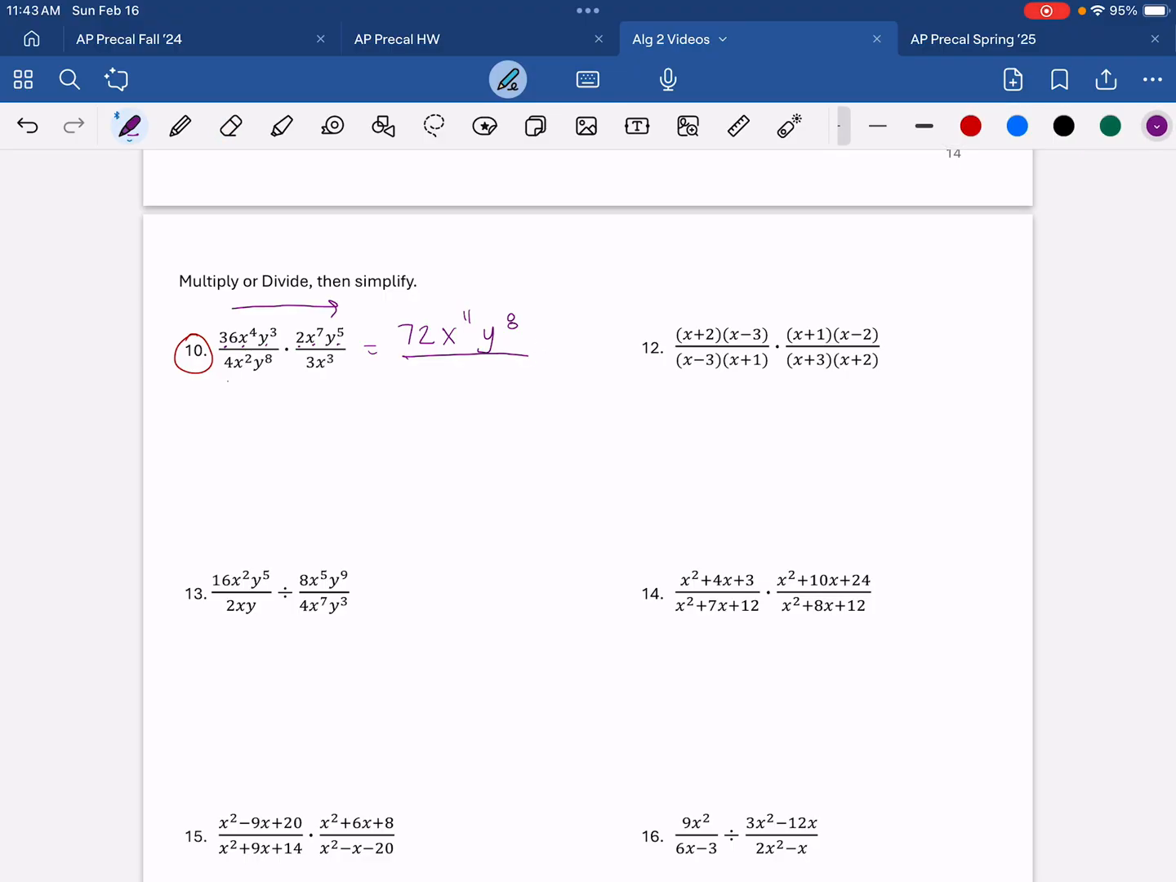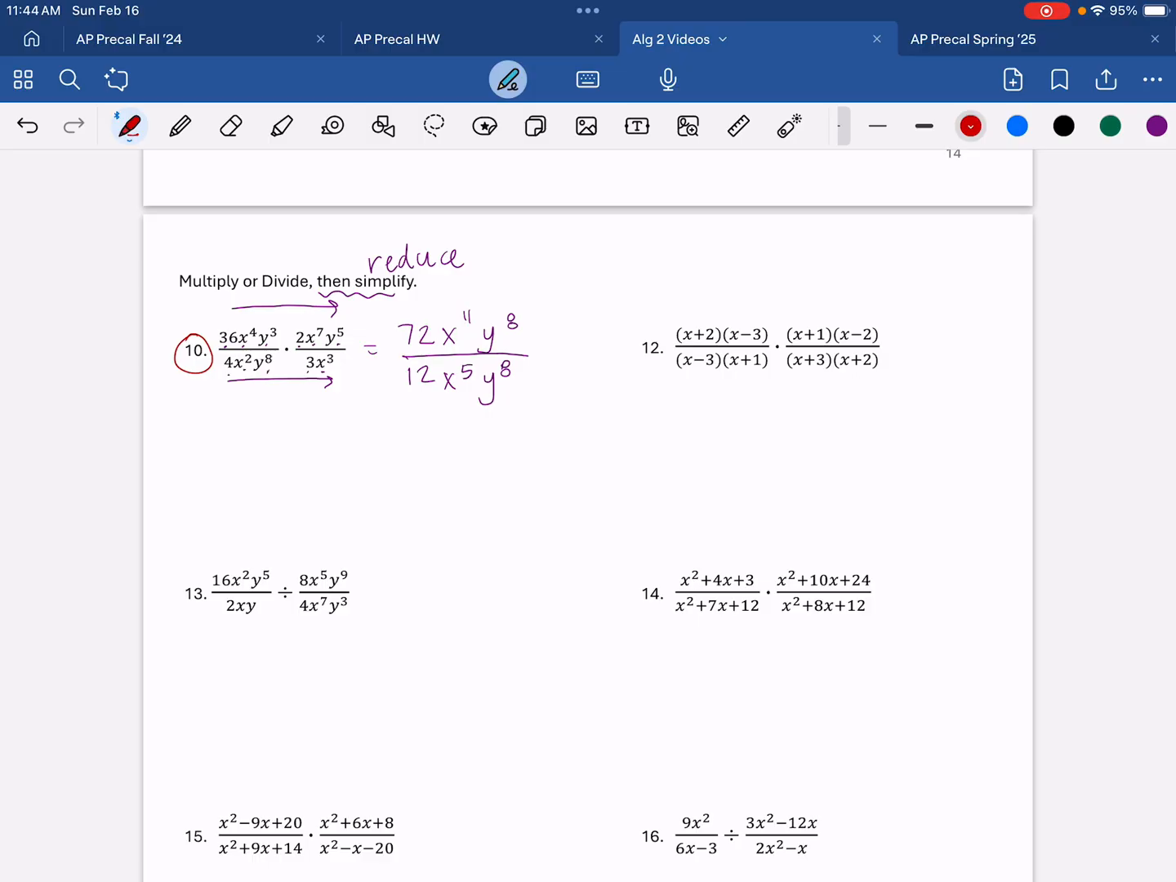We're going to do the same thing. We're just going to multiply straight across the denominator. So 4 times 3 is 12. There's x squared in the first fraction and x cubed in the second. So in total, I have x to the 5th multiplying in the denominator, and then there's a y to the 8th. So step 1 is multiply, and then the directions even say, then simplify, which means we're going to reduce what's there.